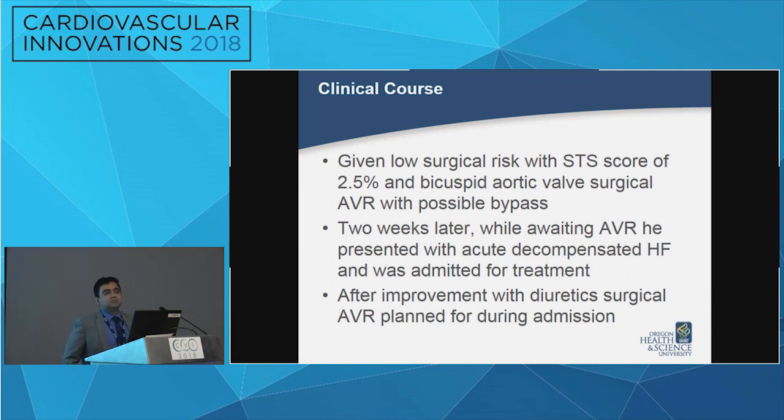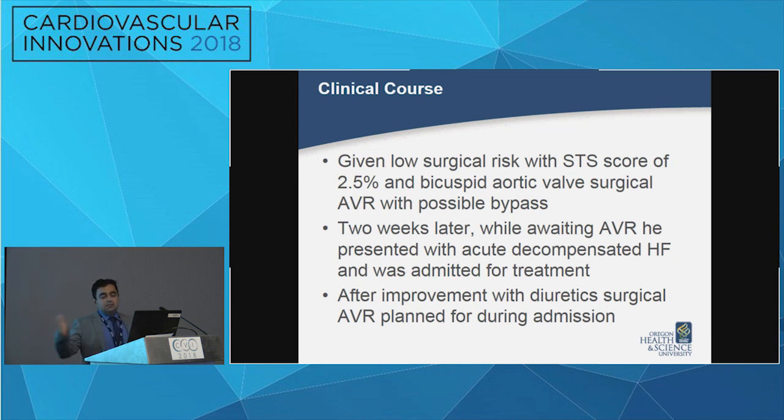So overall, the patient had a low STS score, not a lot of comorbidities. So after discussion at our multidisciplinary valve conference, we thought the best course of treatment for him would be surgical AVR, given the bicuspid disease, with possible bypass.